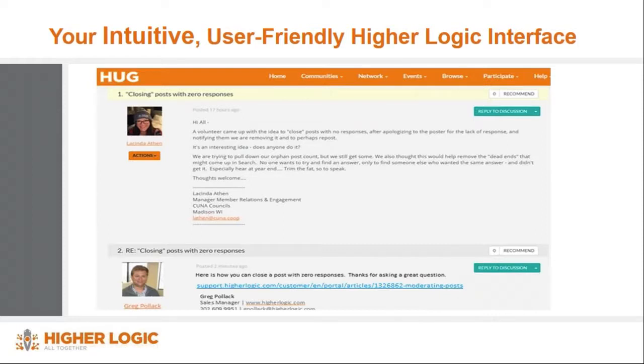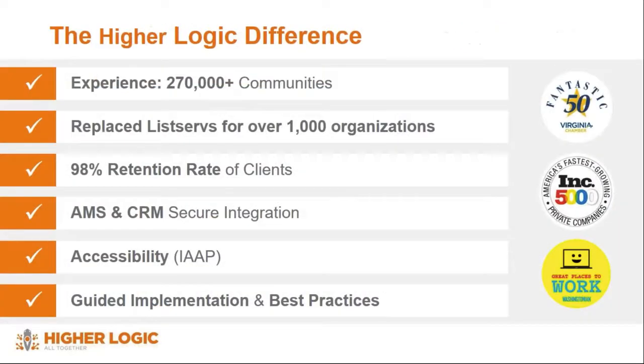So before jumping right in, let's start with some basic background information on Higher Logic. Higher Logic has been replacing listservs since 2007. We've actually replaced listservs for over 1,000 organizations. We work with associations and nonprofits and currently run over 270,000 different communities. We've been very successful and grown really quickly.